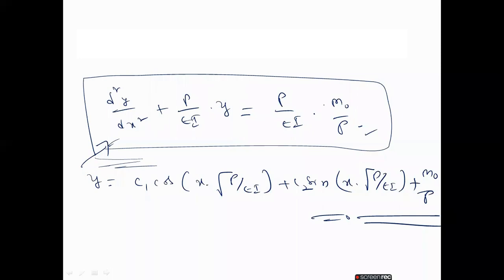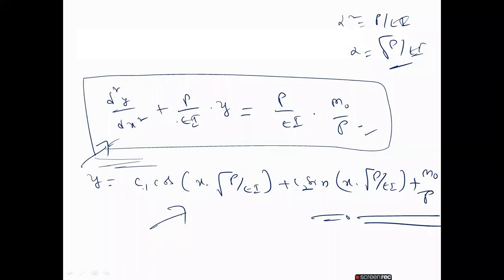Now when you take alpha square equal to P by EI, so what happens? Alpha equals square root of P by EI. So generally, if you consider the complete solution, you will get this equation. In the previous class, I already discussed this one. Now, if you observe here, we have the constants C1 and also C2.